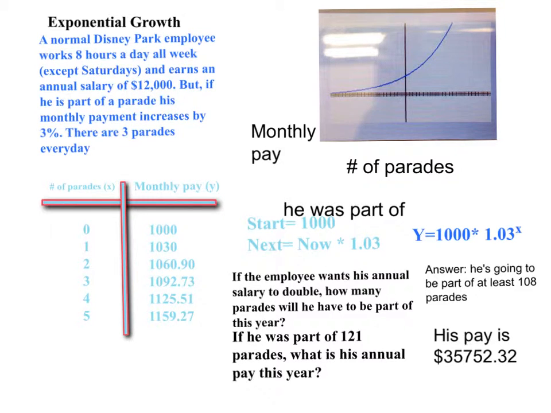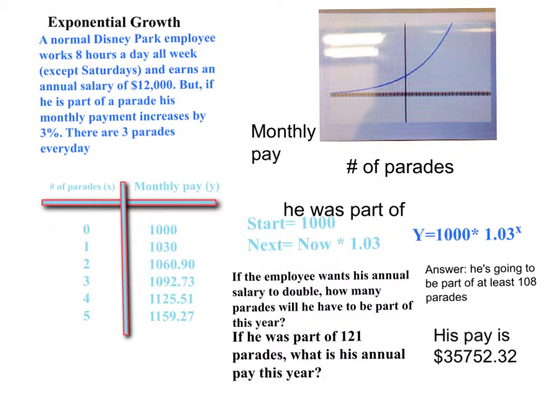Our recursive equation is start at $1,000, because I divided the $12,000 to make it a monthly pay instead of annual. And the next is start 1,000, next equals now times 1.03, and our explicit equation is y equals 1,000 times 1.03 to the x power.